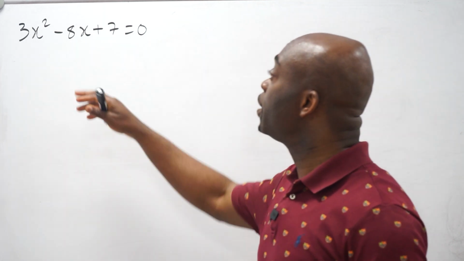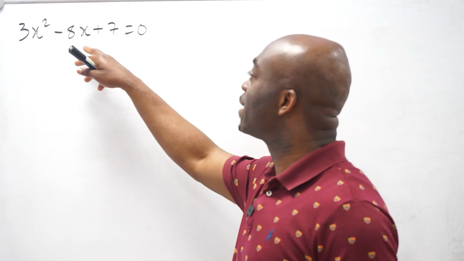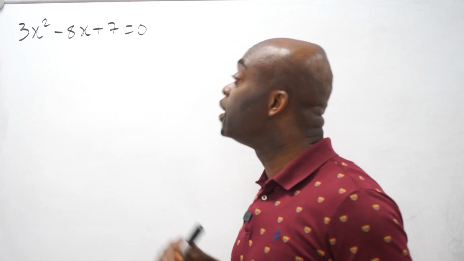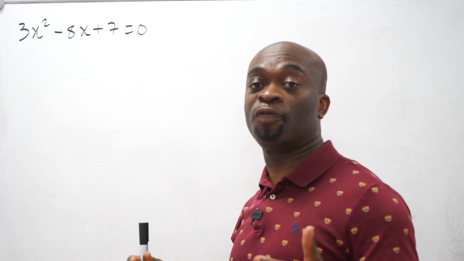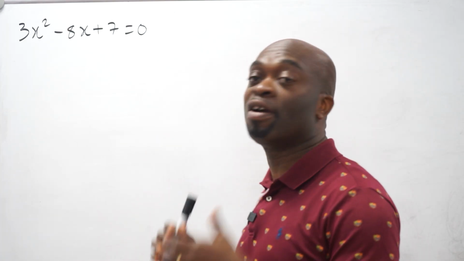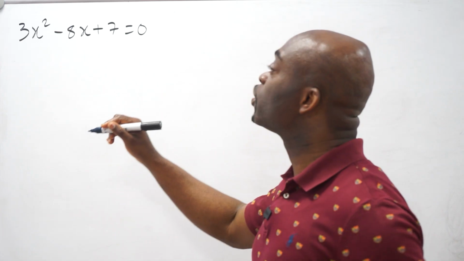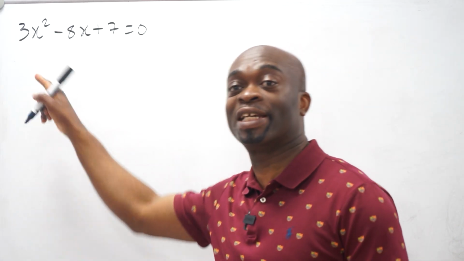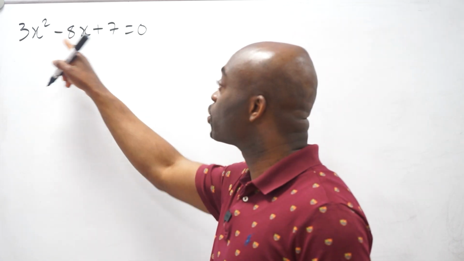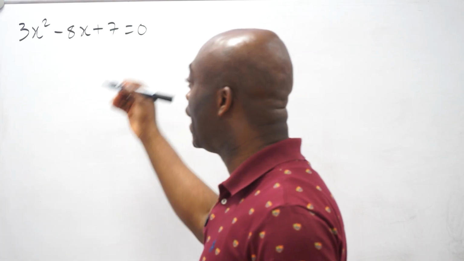All right, guys, so here we have 3x squared minus 8x plus 4 equals 0, right? So this is a quadratic equation that we're going to solve by using the quadratic formula. All right, so the first thing to make sure about is, do we have a quadratic equation? Yes. 3x squared minus 8x plus 7 equals 0. Now, what do we know?